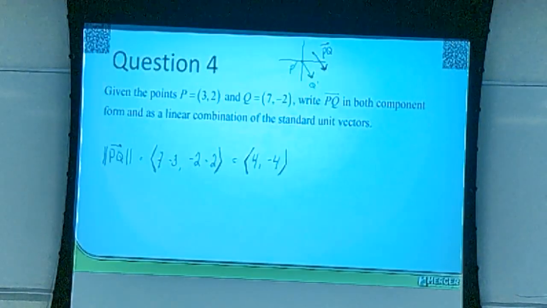Well, isn't that just the x coordinate of Q minus the x coordinate of P? And so I won't be going through that analysis ever again. That's why it is the way it is.